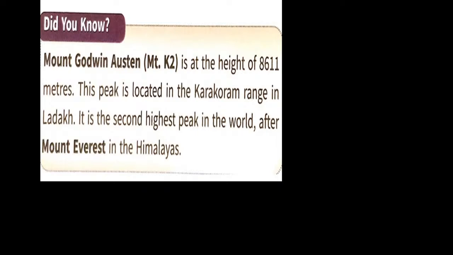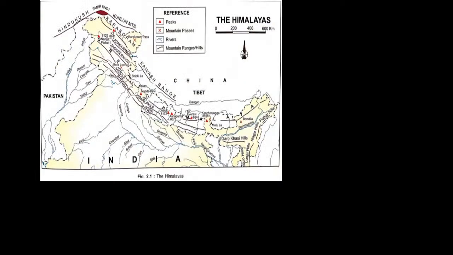Some of the important passes of the Himalayas from west to east are Shipkila, Nathula, and Bomdila. The Karakoram Pass in the Karakoram range of the Himalayas is of great importance. This is a region of high altitude. The Baltoro and the Siachen are the famous glaciers.